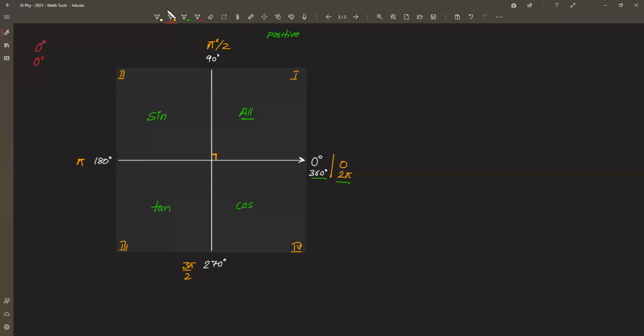For the time being, there is a short trick for this, which is ASTC, all school to college, or whatever way you must have heard it. A stands for all, S stands for sine, T stands for tan, C stands for cos. So you should know that sine in the second quadrant will be positive. Clear? This is one thing which you should know. Now, there are other things in trigonometry also which we have to learn.